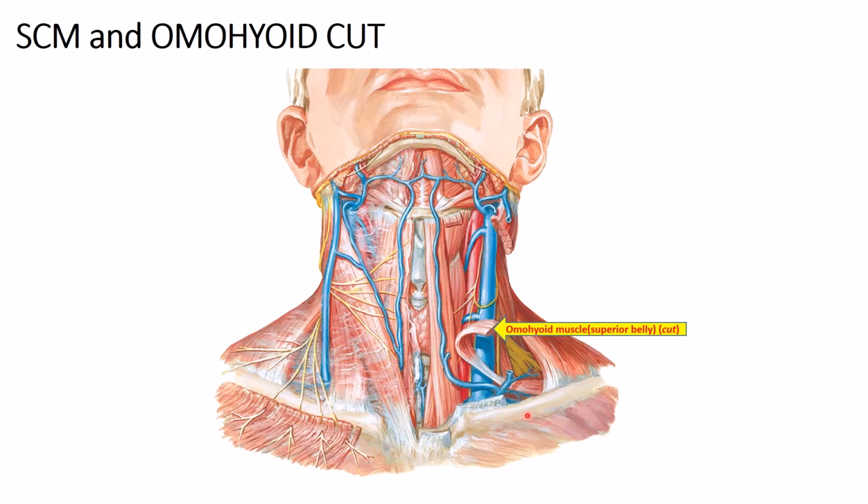Now, in this photo, we cut the sternocleidomastoid muscle. As we see here, it's cut. And we cut also the omohyoid muscle. This is the omohyoid muscle. Here, the superior belly is cut. This is the intermediate tendon, and this is the inferior belly of omohyoid. We cut the omohyoid muscle here so we can see what lies behind it.